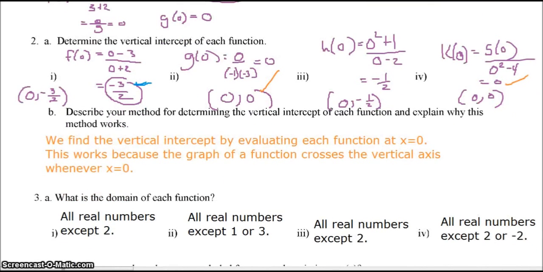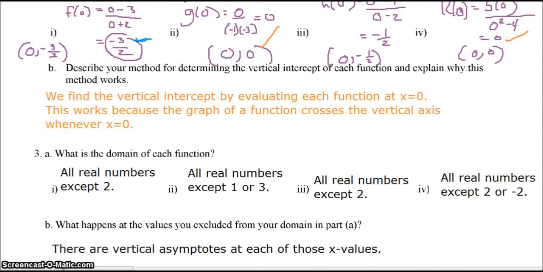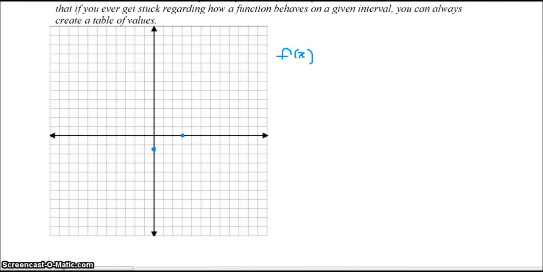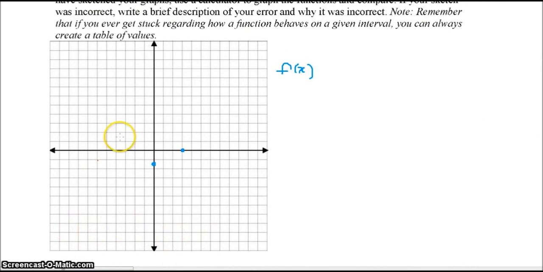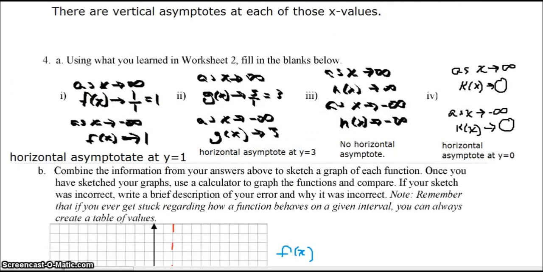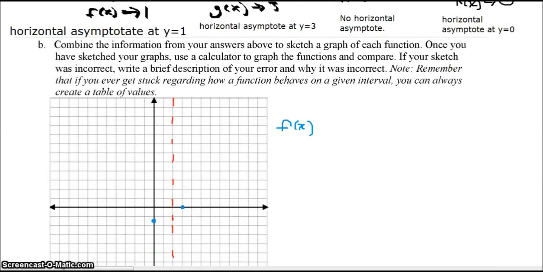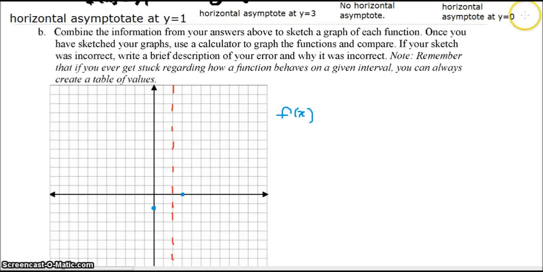We have the domain, all real numbers except 2. And what happens at the values you excluded from your domain? There are vertical asymptotes there. So in ours, at x equals 2, we're going to have a vertical asymptote. This really should be right on the line. So that red dashed line is my vertical asymptote. We also said that we had a horizontal asymptote at y equals 1. So at y equals 1, we have a horizontal asymptote.